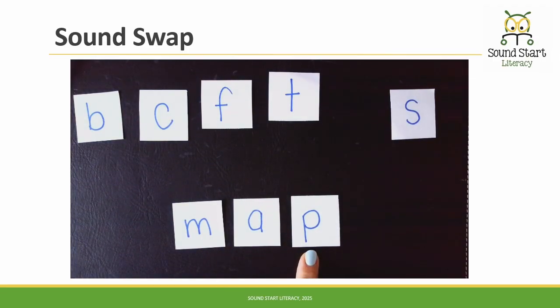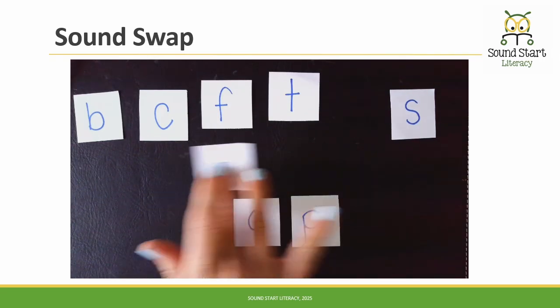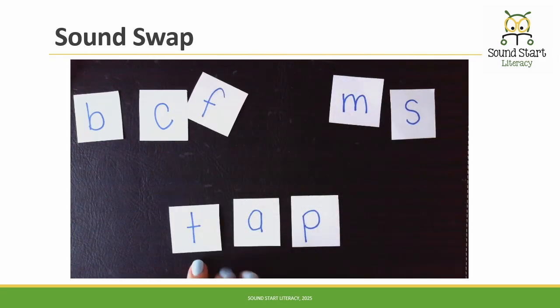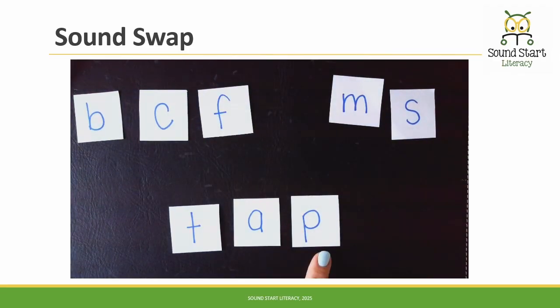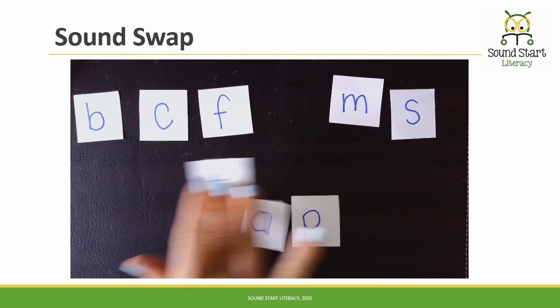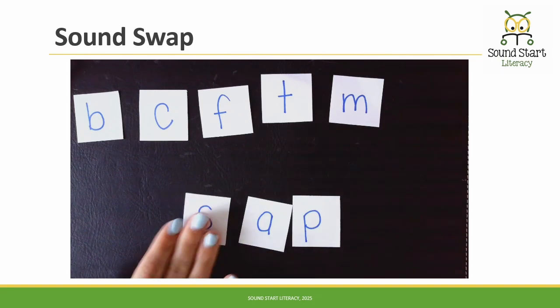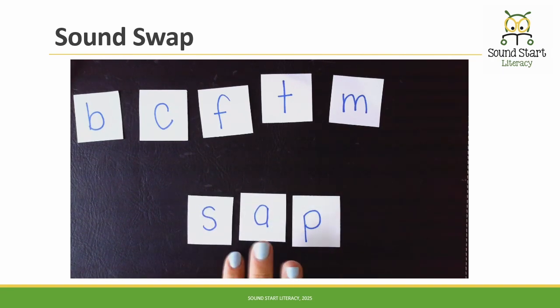Map. Okay. Now map to tap. Okay. Tap. So every time the child makes a new word, you want them to read the word back. Change tap to sap. And the child's going to say tap, sap, and see what is changing. Read the word, sap. Change sap to cap.